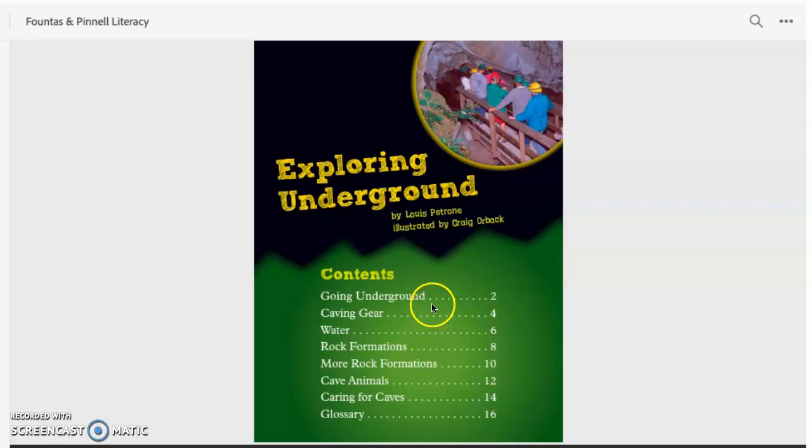Like if you're looking for cave animals, you would go to page 12. If you're talking about what to wear when you go in a cave, well, you'd go to page 4, cave gear. Gear means what you would wear. The glossary, we will look at that at the end of the book, is on page 16. A glossary is kind of like a dictionary for that book. It'll tell you the definition of some of the words that you will find in the book.